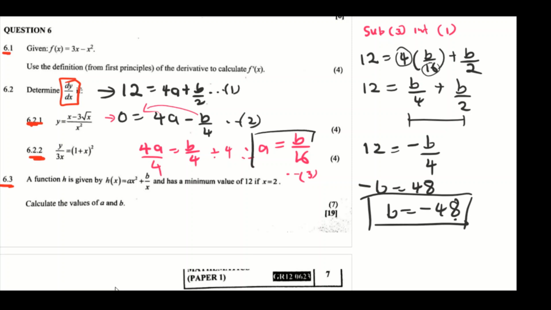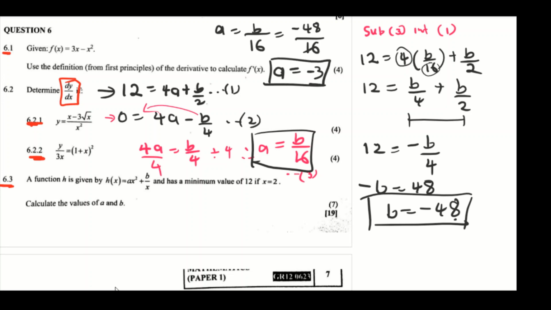Now I want the value of a, right? Remember, a is equal to b over 16. And my b is minus 48 over 16. So my a value is minus 3. So I got my a and my b value.